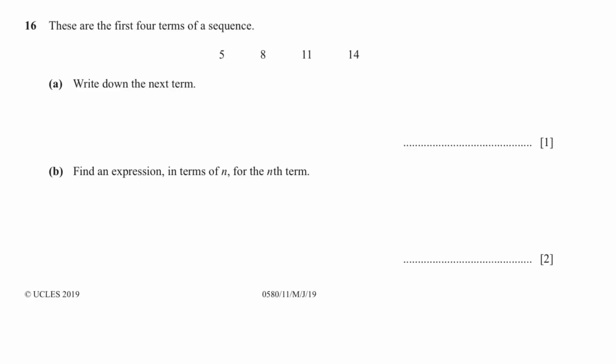Question number 16. These are the first 4 terms of a sequence. Write down the next term. The first thing we will do is find the difference. To find the difference, we subtract the first term from the second term. So what is our second term? 8. And the first term is 5. So 8 minus 5 is 3. Let's check if it works out. 5 plus 3, 8. 8 plus 3, 11. Therefore, the next term will be 14 plus 3, 17.